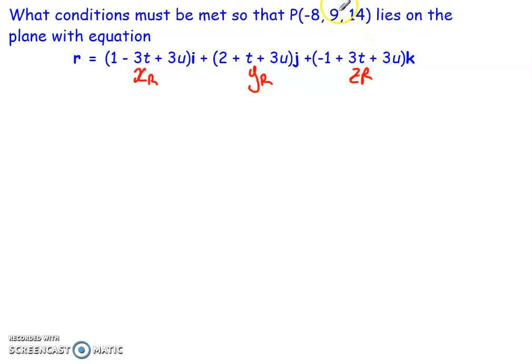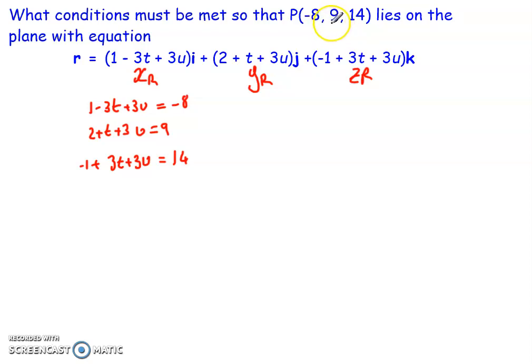Now if I wanted to find this point here, what I know is that 1 minus 3t plus 3u is equal to negative 8, 2 plus t plus 3u is equal to 9, and negative 1 plus 3t plus 3u is equal to 14. Now I have to find the t and the u for it. If I find t and u which satisfies this, what I'll then have is my point P. Now t and u are two variables, so I need at least two equations in order to be able to solve them and get it.